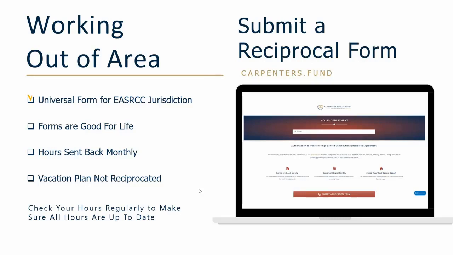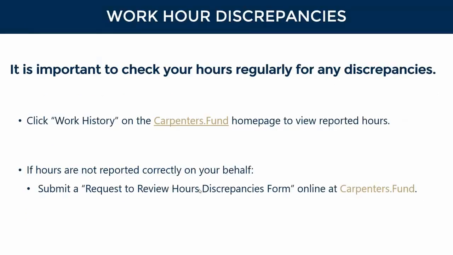You fill out a universal reciprocal form. It has all of our regions and all of our benefit funds pre-selected. You only have to fill that out once as your lifetime as a carpenter for that specific area, and then hours come back on a monthly basis. One thing you do have to remember, if you work out of area, the vacation benefit does not get reciprocated. So you will have to contact that benefit fund to make sure you get that vacation benefit. You could also fill the recip form out on the website, again, carpenters.fund. Go there, fill it out, and make sure your benefits come home where they belong.